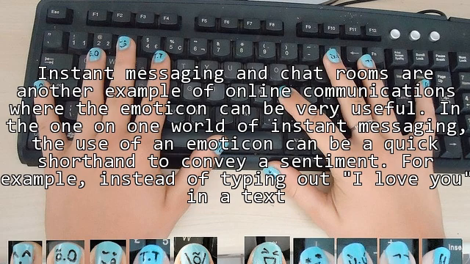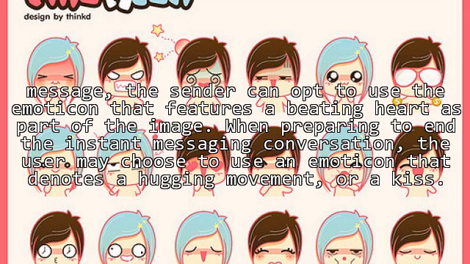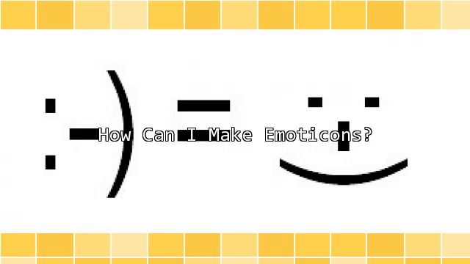useful. In the one-on-one world of instant messaging, the use of an emoticon can be a quick shorthand to convey a sentiment. For example, instead of typing out "I love you" in a text message, the sender can opt to use the emoticon that features a beating heart as part of the image. When preparing to end the instant messaging conversation, the user may choose to use an emoticon that denotes a hugging movement or a kiss. How can I make emoticons?